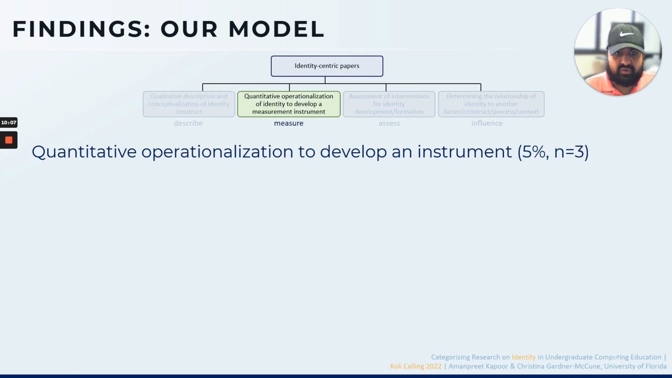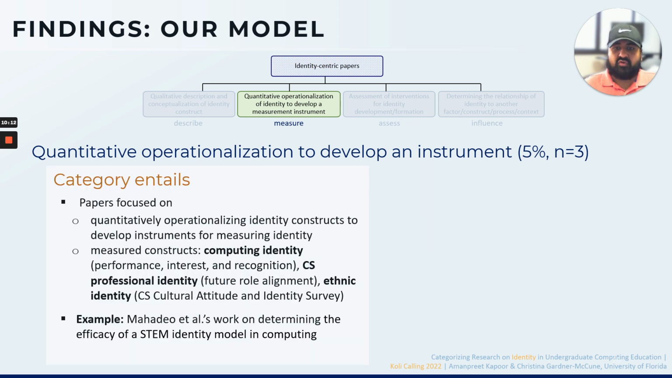The second category was quantitative operationalization to develop an instrument, and these papers focused on developing instruments to measure identity. There were three constructs that were measured, one called computing identity, another one CS professional identity, and the third one for ethnic identity. For instance, computing identity was measured through performance, recognition, and interest, or CS professional identity through future role alignment. And an example was Mahadio et al.'s work on determining efficacy of a STEM identity model in computing.